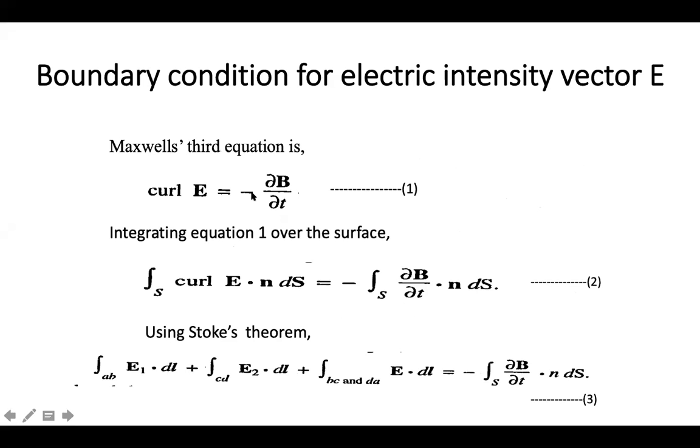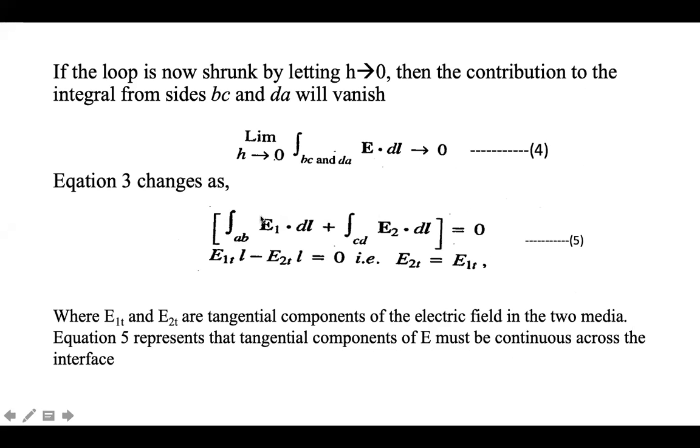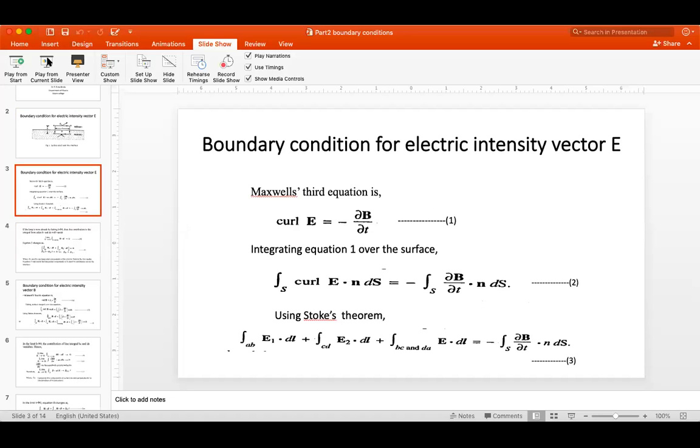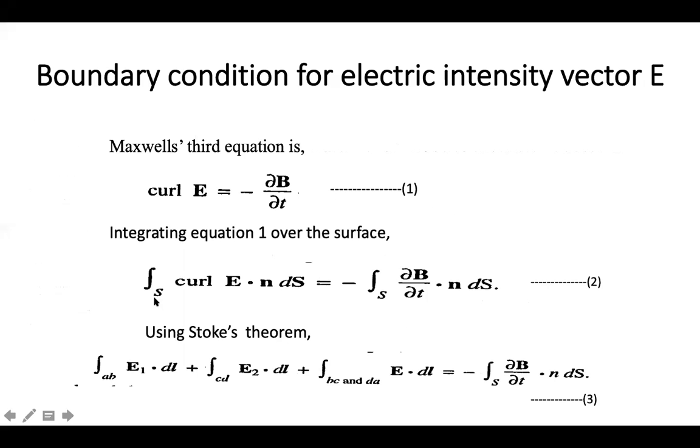So what we are using here is Maxwell's third equation. For deriving the values of D and B, we used Maxwell's first and second equations. So now we are going with the third equation, which is curl E, or del cross E, is equal to minus dou B by dou t. And then we integrate it over the surface. Which surface? The surface which we saw in the figure, this surface A, B, C, D. So this is named as S. So we will integrate this equation with respect to the surface S.